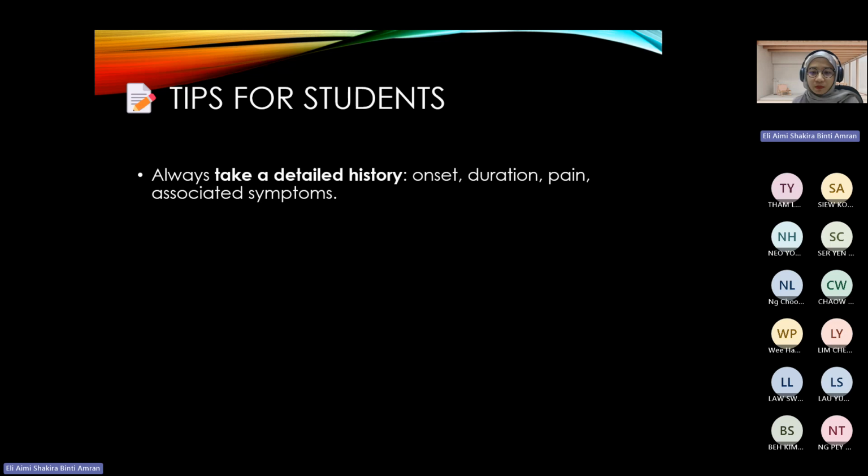And duration, how about duration? How long has this been happening? Weeks, hours, or months? Yes, correct. And then is there any pain associated with the symptoms?